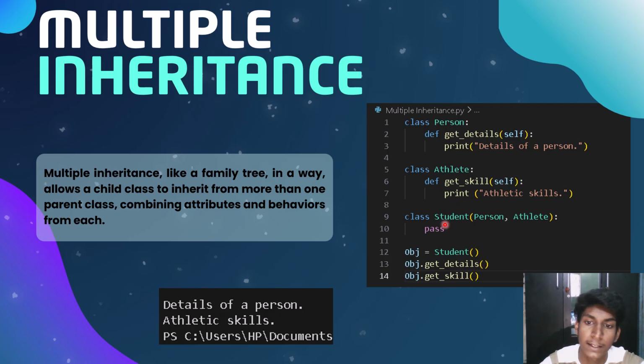After creating the object of the student class, we can access the functions of both the person class and the athlete class. After executing the code, we would have this type of output: details of a person, athletic skills. So now let's look at another type of inheritance.